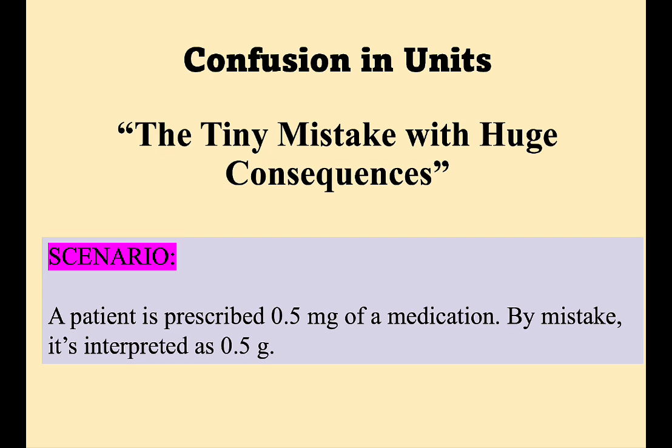0.5 milligrams of medication is interpreted as 0.5 grams. This is a huge mistake because remember, a milligram is 1,000th of a gram. So if we're giving grams when we should be giving milligrams, that patient will be administered 1,000 times more than they're supposed to. That could easily result in death or something like that.